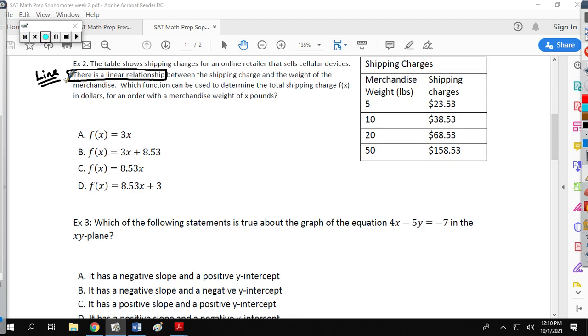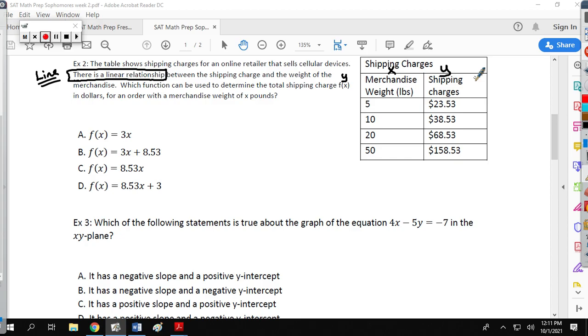Which function can be used to determine the total shipping charge, f of x, which is a fancy way of saying y, in dollars for an order with merchandise weight of x pounds? So your x is the first column, your y is the second column. Now, in your classes, we have hopefully found what we need to do from a table. In order to write a line, we need to know two things.